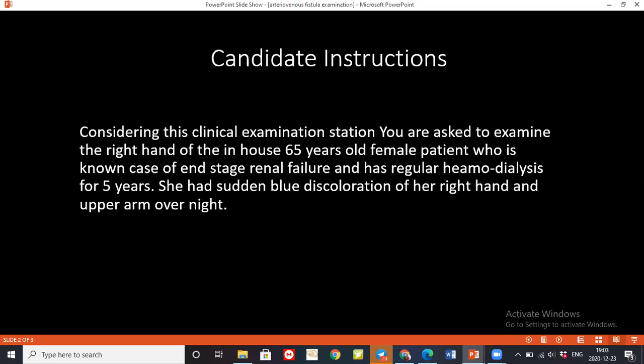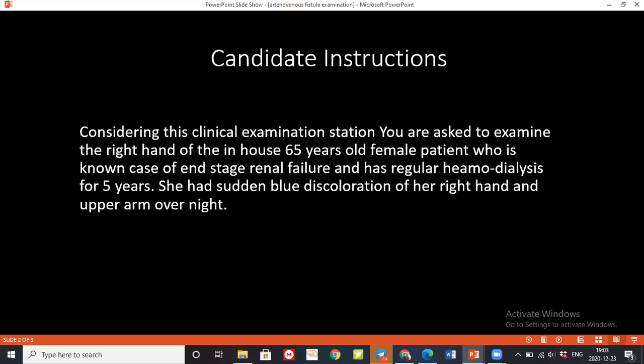I'll look at the fistula, whether the fistula collapses or not. Normally the fistula will be collapsed, but in case of any venous stenosis, the distal part of the fistula will remain distended while the proximal part will collapse.